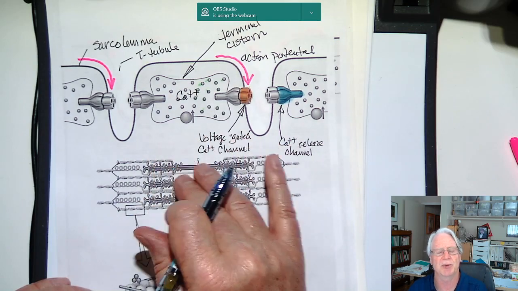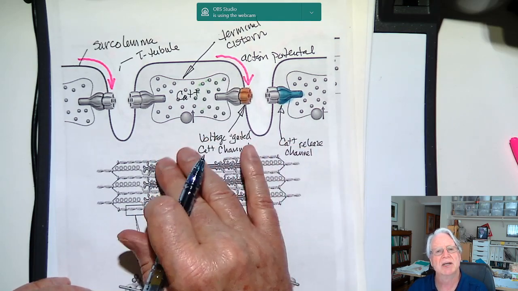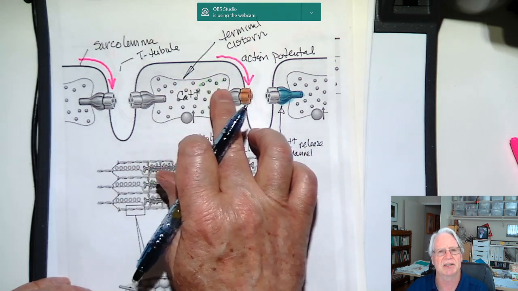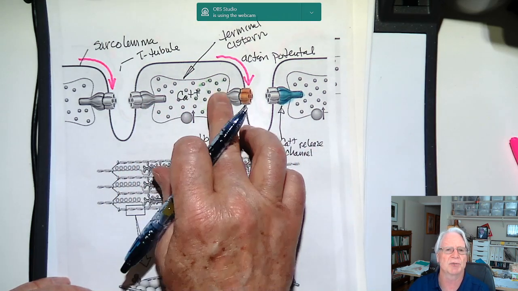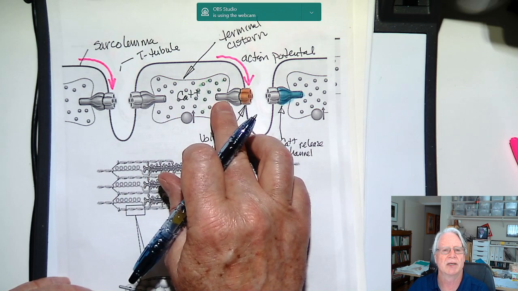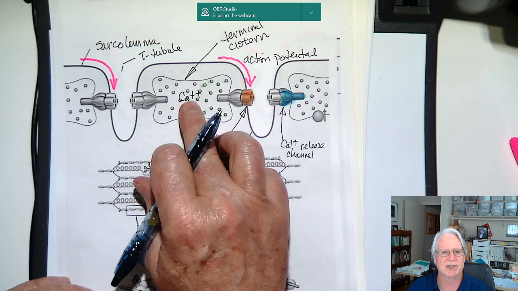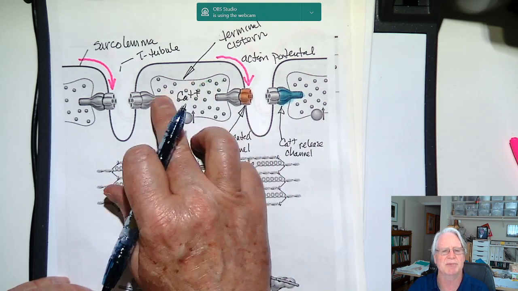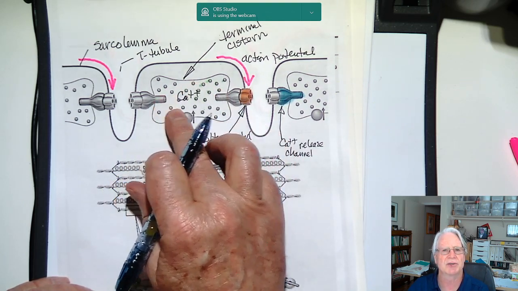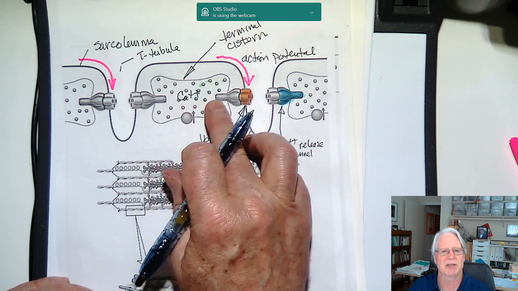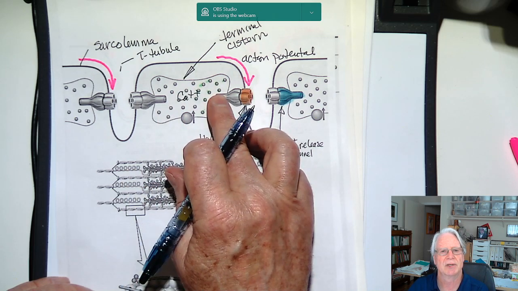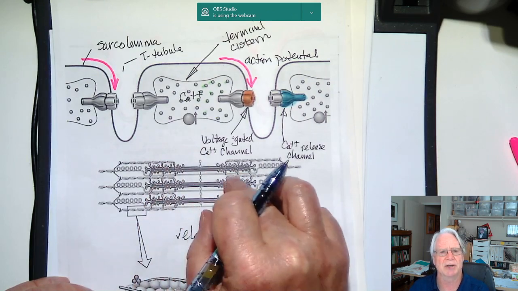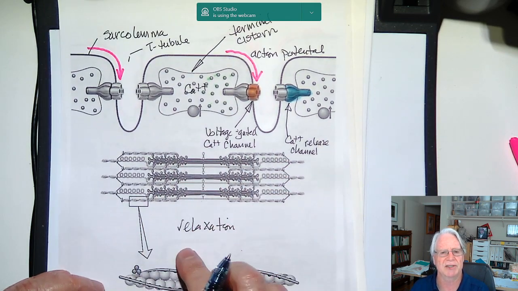A larger percentage of the calcium is removed from the inside of the cell and stored in the sarcoplasmic reticulum, because this is constantly working. Any calcium that comes along is immediately pumped into this structure, the sarcoplasmic reticulum, and stored there. So calcium levels are very, very low here in this relaxed state.